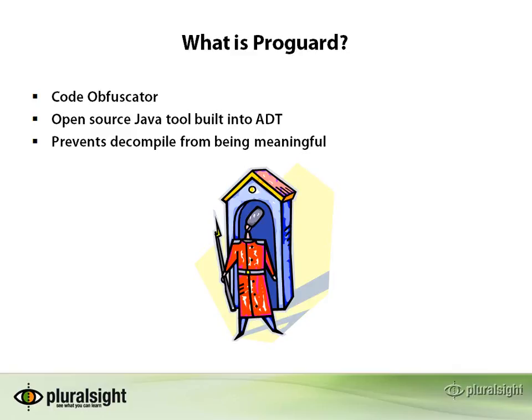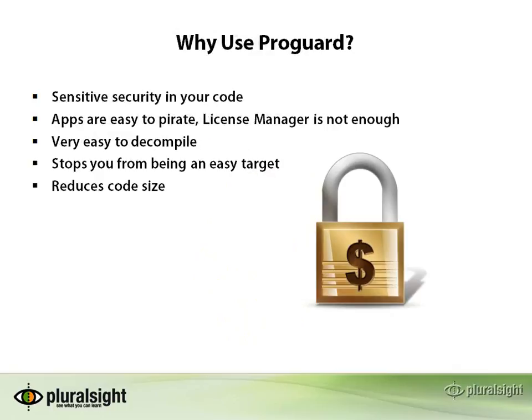It's been built into the Android development toolkit in Eclipse, and it's actually easy to use inside of Eclipse for basic usage of it. And what it essentially is going to do is prevent someone who decompiles your code from getting much meaningful information. So should we use ProGuard?